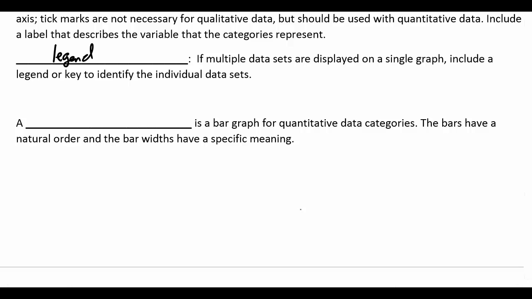Okay, a histogram is a bar graph for quantitative data categories. The bars have a natural order and the bar widths have a specific meaning. So these would be kind of like what we just did with our number sort. We obviously would put 99 to 95 right next to 94 to 90. I can't rearrange the bars in a different order.